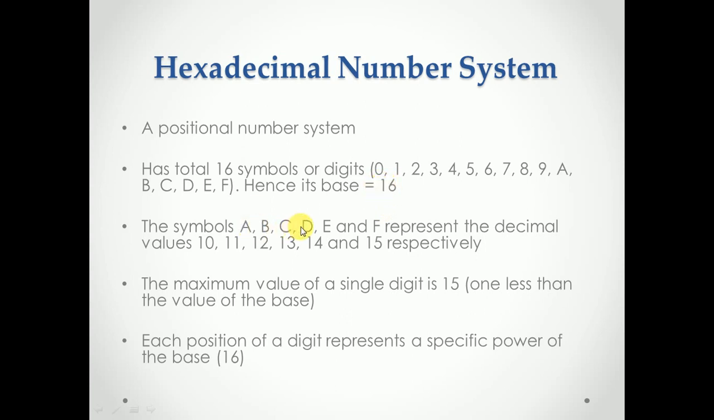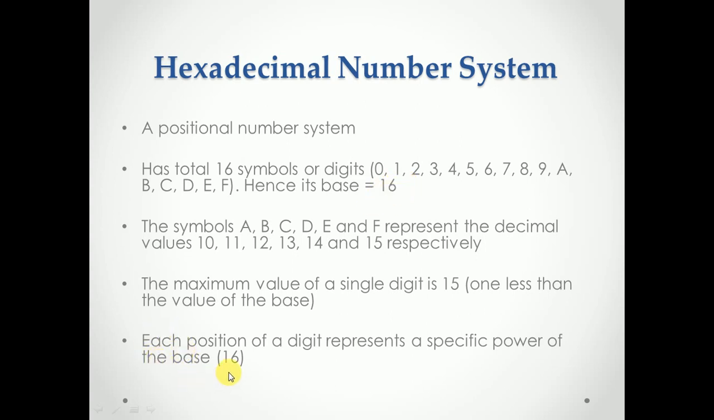Also, the symbols A, B, C, D, E, F represent decimal values. After 9, A has the value 10, B has 11, C has 12, D has 13, E has 14, and F has 15. So the maximum value of a single digit is 15, because F is 15. It is one less than the base.